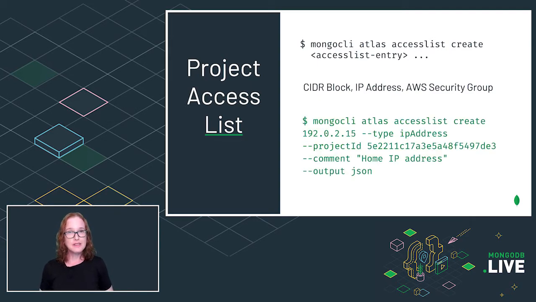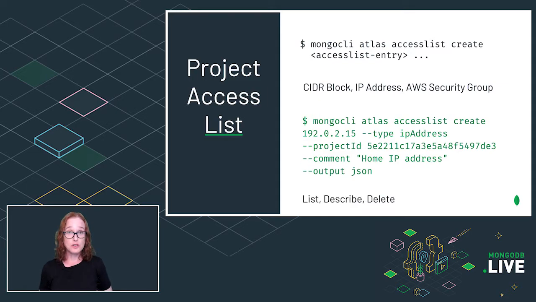Now, do notice that this is an access list for a whole project. So when you add a new entry, it opens it up for all of the clusters that are in that project. This is where you can add a mix of projects to ensure that you're narrowing access to specific clusters from the right network ranges.